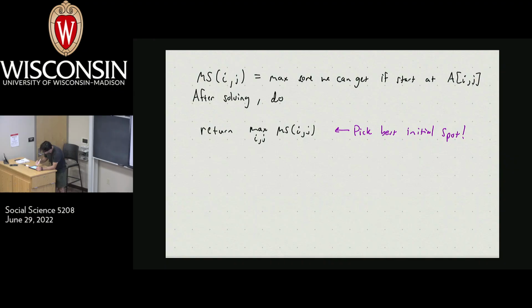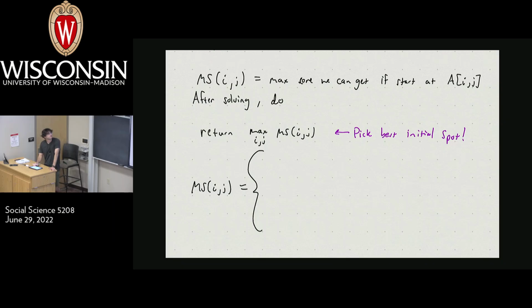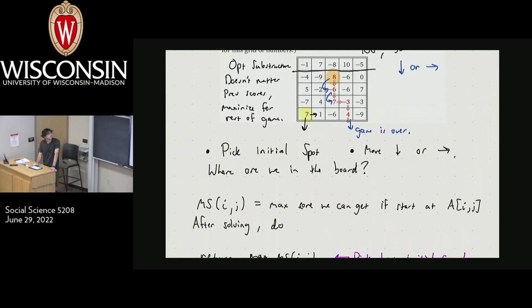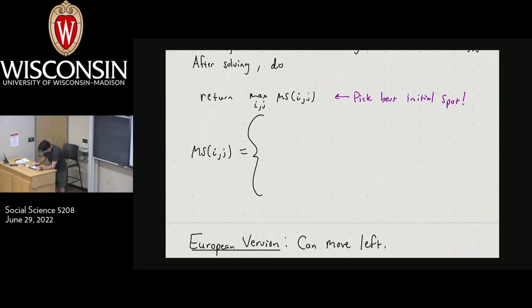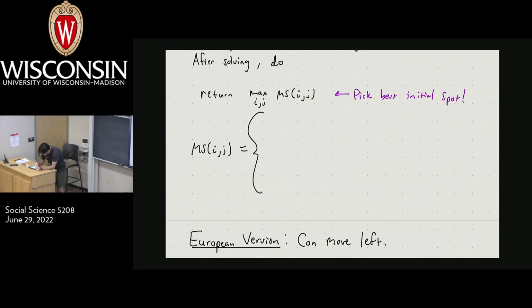Okay. So using that substructure, we can try to recursively solve the problem. So what decisions do we need to make? Down or right? How do we make them? We try both, yes. So we're going to do a max of 2 options.